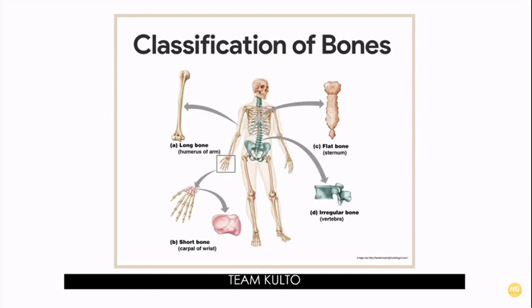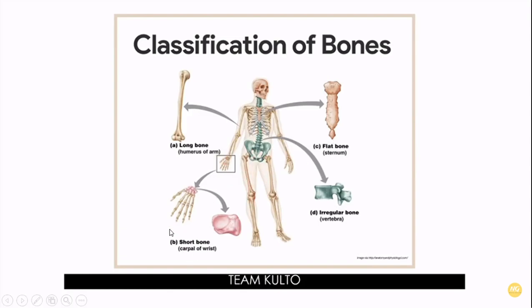Next, the classification of bones according to shape. Let's discuss each. We have the long bone. A good example is the humerus of the arm. Long bones are typically longer than they are wide. As a rule, they have a shaft with heads at both ends, and are mostly compact bone.